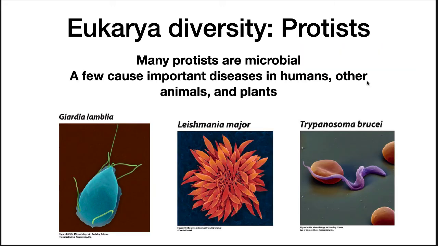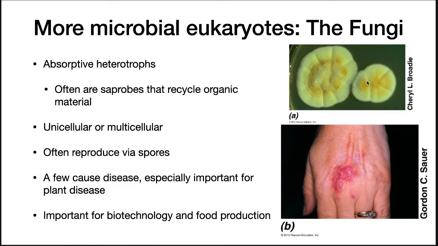Many protists are microbial. Most of them are harmless to humans, but a few cause important diseases including Giardia, Leishmania, and Trypanosoma. Another important group of eukaryotes are the fungi. These are absorptive heterotrophs. Most are saprobes that recycle organic material. Often they live dual lifestyles, one unicellular and a second as a multicellular organism. The second, macroorganism stage is often when they reproduce via spores.